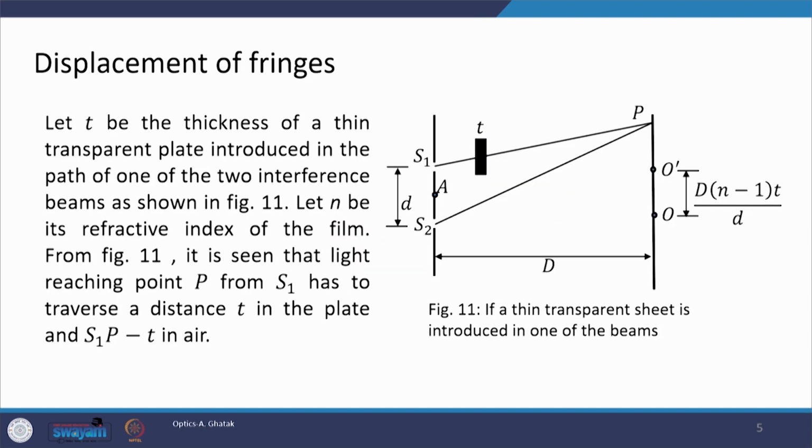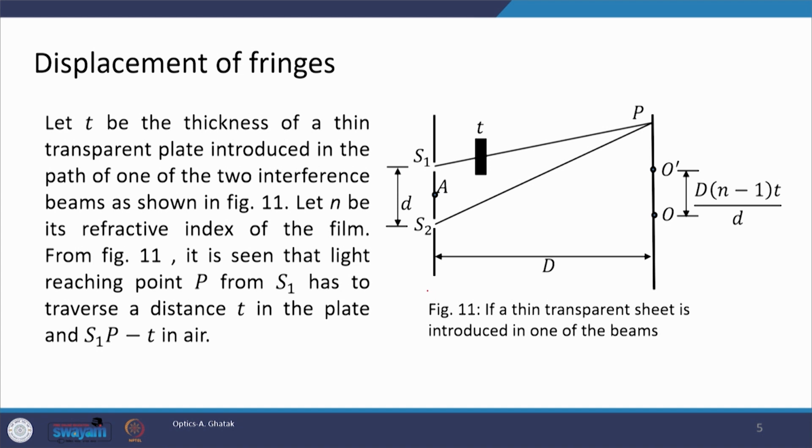Now, we will see one application of Young's double slit experiment, and what is this application? This application is finding the refractive index of a thin film if thickness is known, or alternatively finding the thickness of a thin film once the refractive index is known.